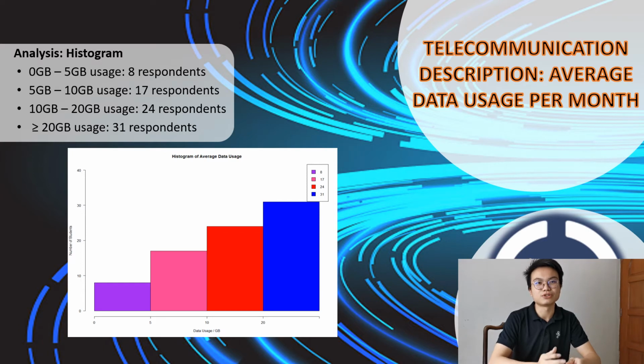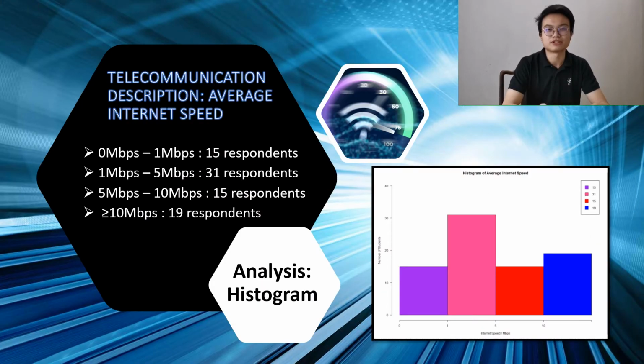Next, we'll talk about the average data usage of students per month. As you can see below, we use a histogram for our data representation. A majority of 31 respondents from the total 80 respondents use more than 20 gigabytes of data per month, whereas the least number recorded is 8 respondents using 0 to 5 gigabytes of data per month. The next data is about the average internet speed. Similar to the previous slide, we use a histogram for our data representation. The majority, which is 31 respondents, have an internet speed of 1 megabyte per second to 5 megabytes per second.